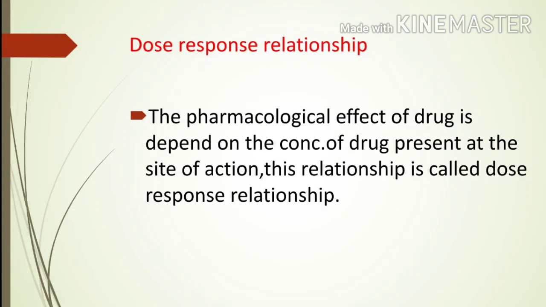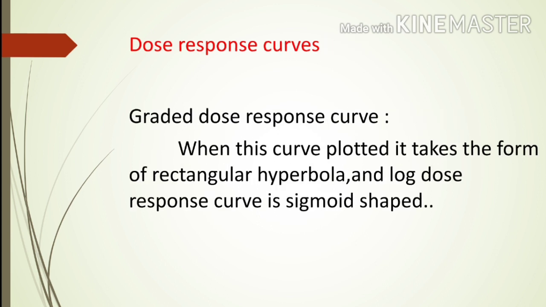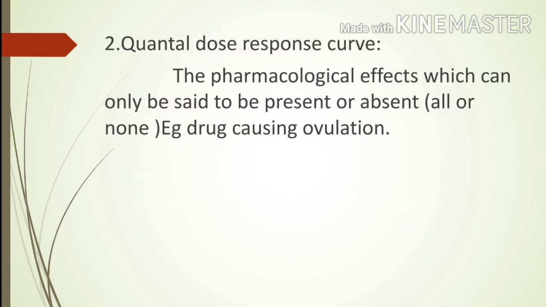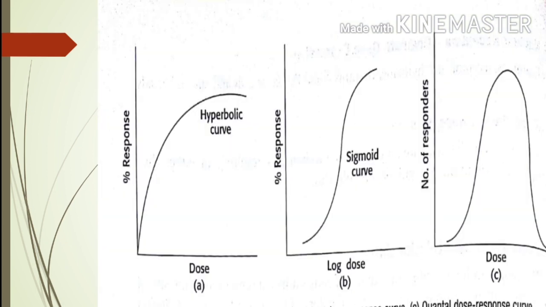Dose response relationship is the relationship between the concentration of drug present at the site of action and the pharmacological effect. There are two types of dose response curve, graded and quantal dose response curve. When the curve is plotted between dose and response and it takes the form of a rectangular hyperbola or sigmoid shape, it is called a graded response. When the pharmacological effect is said to be present or absent, all or none, this curve is called a quantal dose response curve. We can appreciate the graded or quantal dose response curve, and an example of a quantal dose response curve is ovulation.